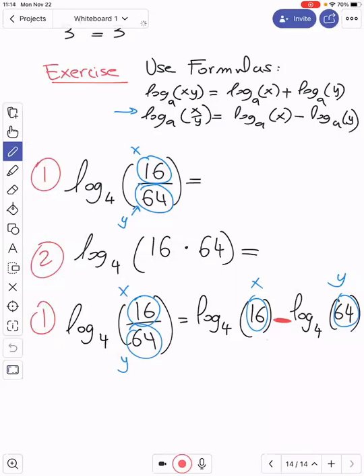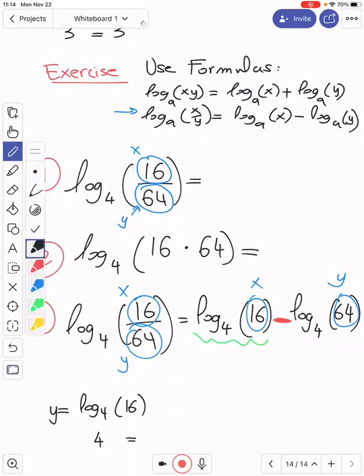Now, what's log in base 4 of 16? Just to remind you guys, when I compute this, y equals log in base 4 of 16. The question is, for which power of 4 are you going to get 16? The answer would be 2. So this is equal to 2 minus.